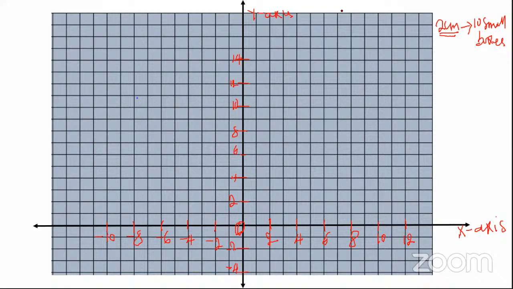6 and 4. Okay, so where is the 6 and 4? So 6 is on X, so we are going to move from 0. We move 6 steps. So this is first, second, third, fourth. So the 6 is here.